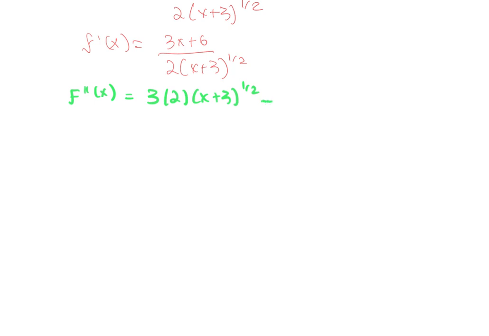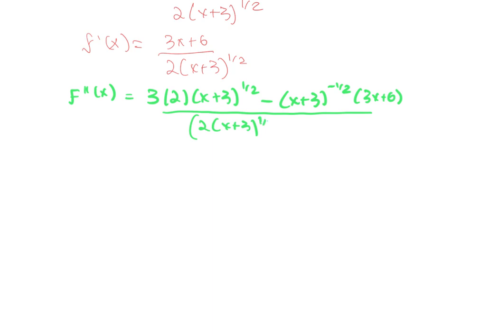Minus the derivative of the bottom. So I'm going to take this 1/2 times 2 and just get 1. So it's going to be 1 times x plus 3 to the negative 1/2. And again, the derivative of the inside just being 1 times the other function there, 3x plus 6. All over 2 times x plus 3, that whole thing to the 1/2, squared.